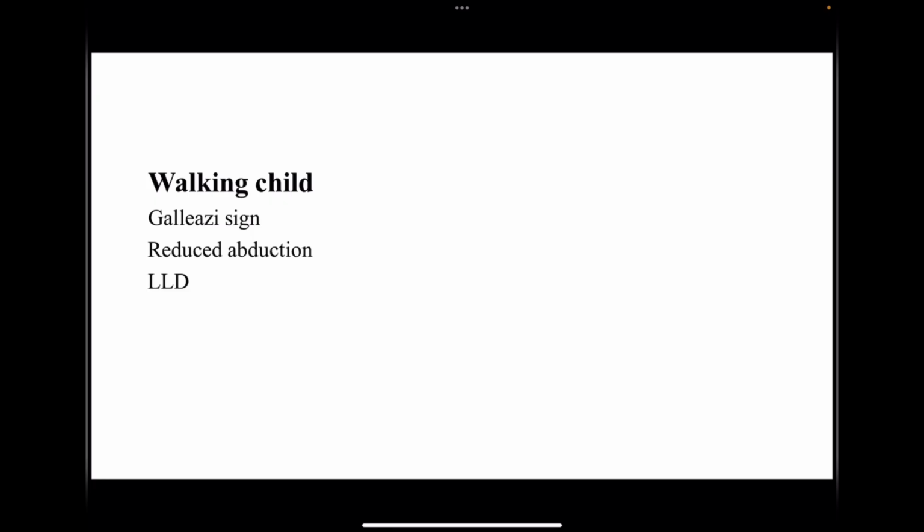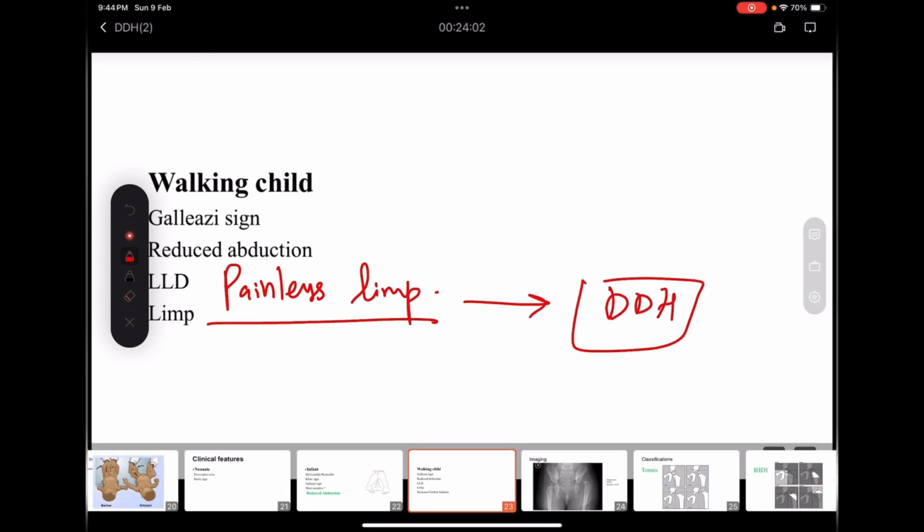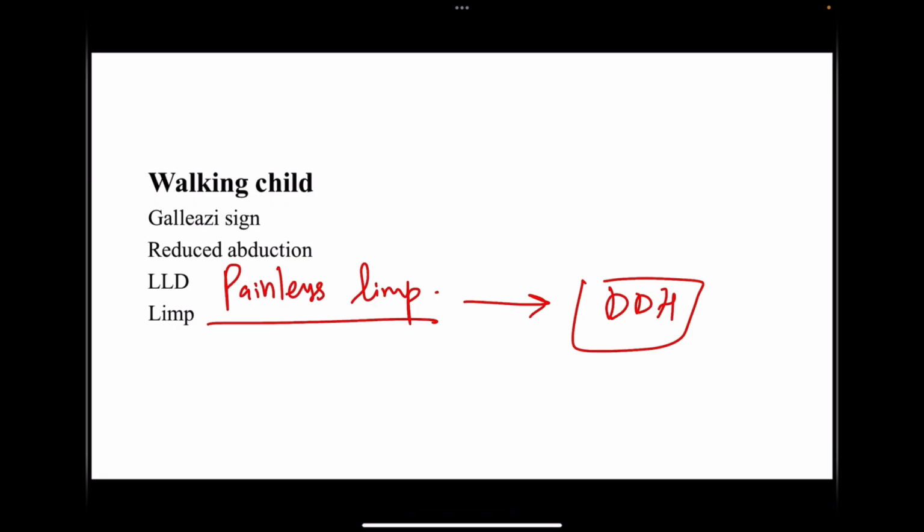And apart from them, since the child has started walking, limb length discrepancy will be positive. And when the child starts walking, he will have a limp. But this would be a painless limp, that you should keep in mind. A child at around the age of 2 to 3 years coming to us with a painless limp of the hip, this could be DDH, always keep in mind. And apart from that, if the child has a bilateral condition, he can have increased lumbar lordosis.